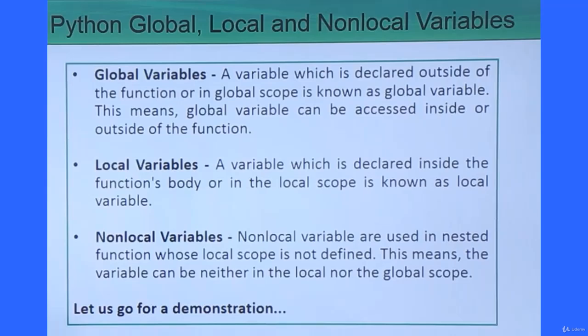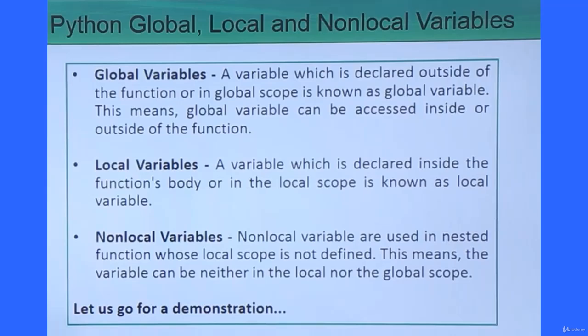Local variables: a variable which is defined or declared inside the function's body, or in the local scope, is called the local variable. That means within the function body the variable has been defined, or in the local scope, then the variable will be known as the local variable. So in case of a global variable, the variable will be declared outside of the function in the global scope. In case of local variables, the variable will be declared within the function or in the local scope.